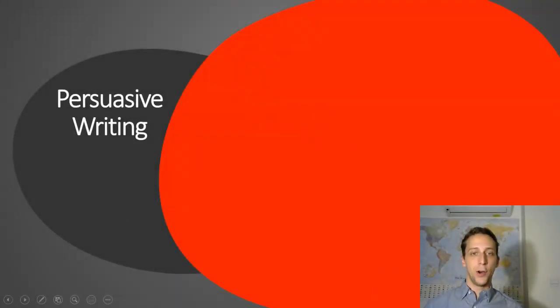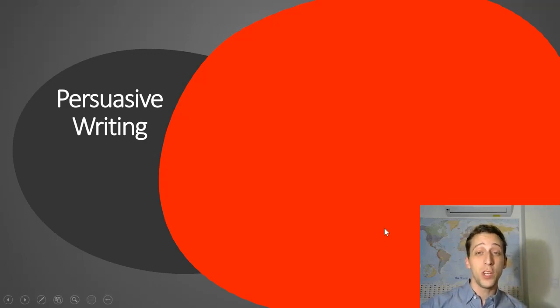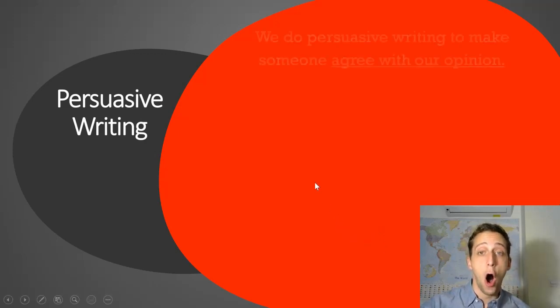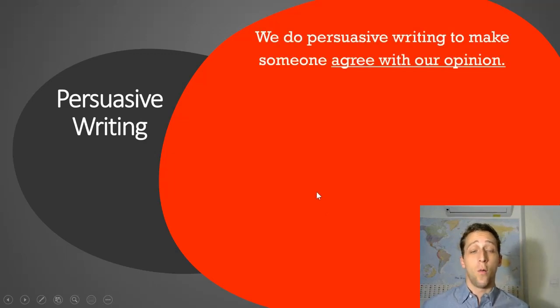Alright guys, so today we're going to practice some persuasive writing for your assignment for this class, but also to help you with other assignments that you have when this class is over. Because we do persuasive writing all the time. So when I say persuasive writing, it is a type of writing that we use to make someone agree with our opinion.